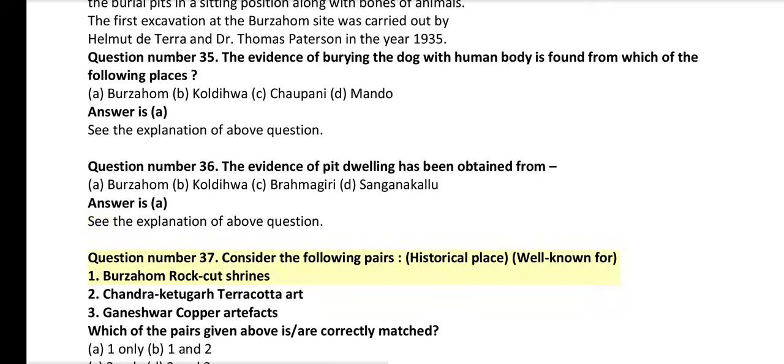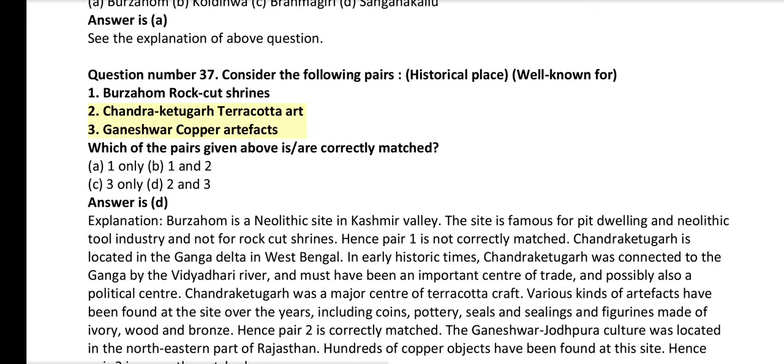Question number 37. Consider the following pairs. Historical place, well known for: 1. Burzahom, rock cut shrines. 2. Chandraketugarh, terracotta art. 3. Ganeshwar, copper artifacts. Which of the pairs given above are correctly matched? A. 1 only, B. 1 and 2, C. 3 only, D. 2 and 3. Answer is D.